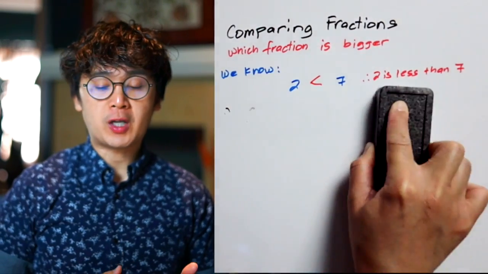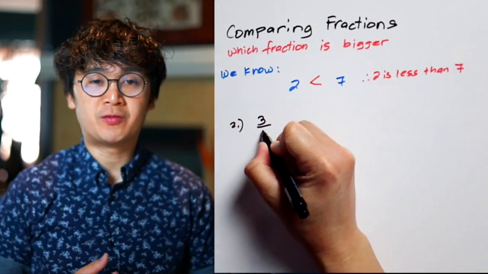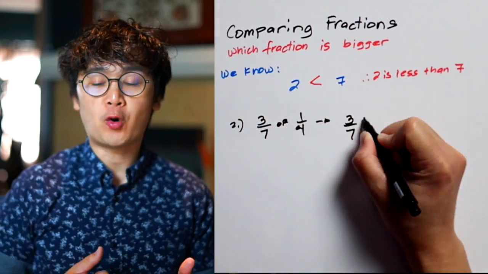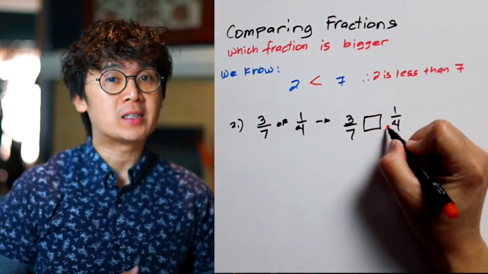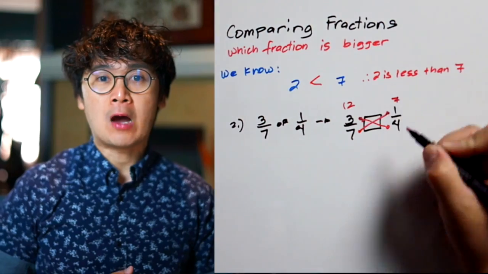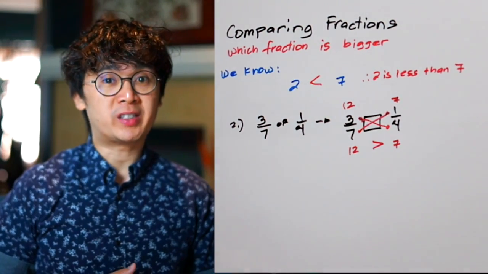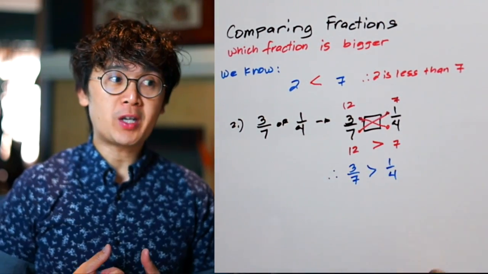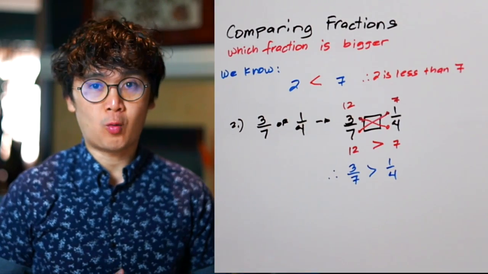And if we have 3 over 7 and 1 over 4, by cross multiplication, 4 times 3 is 12, and 1 times 7 is 7. And now we point the arrow to the smaller number, which is 7. Therefore, 3 over 7 is greater than 1 over 4.